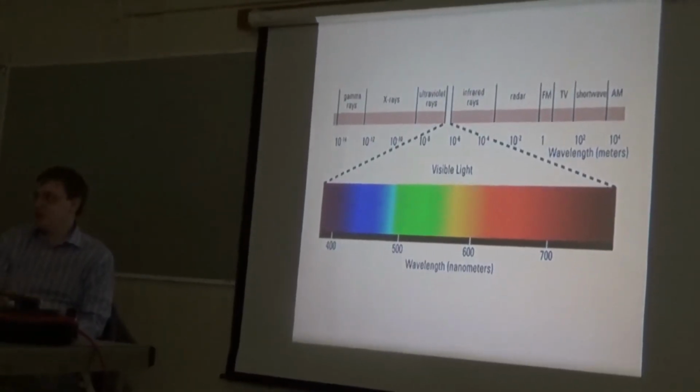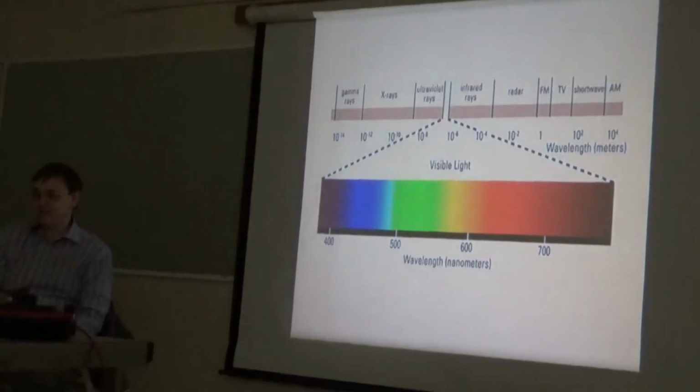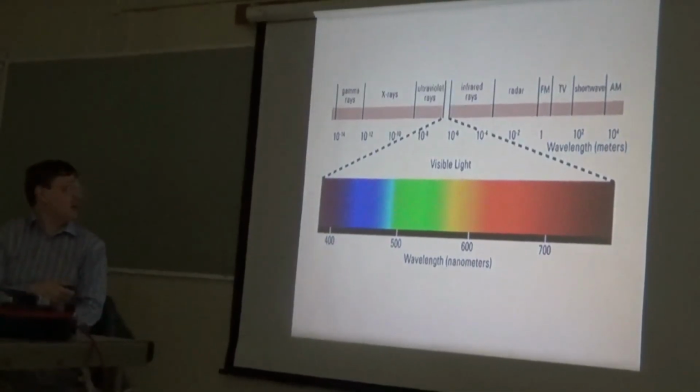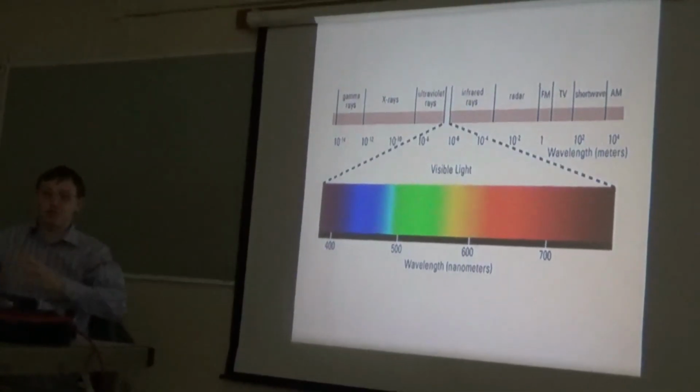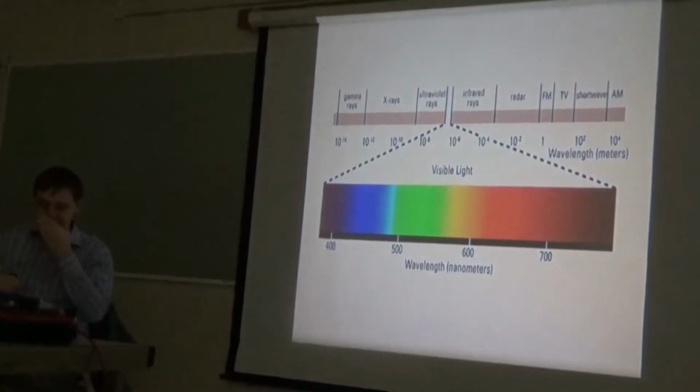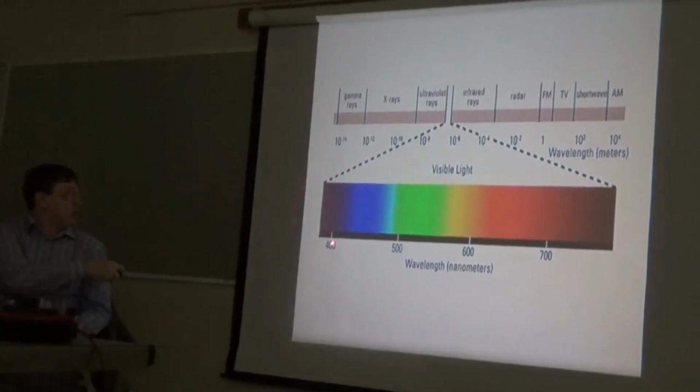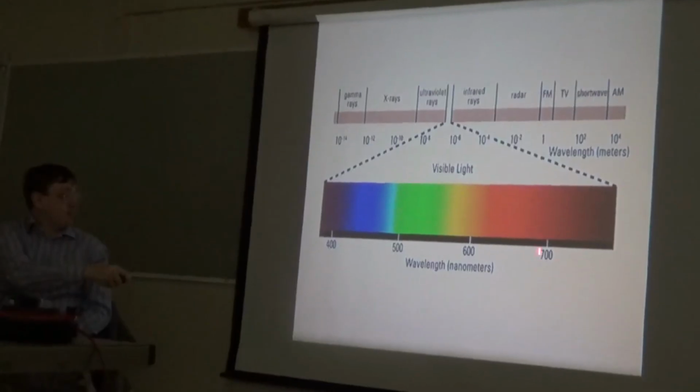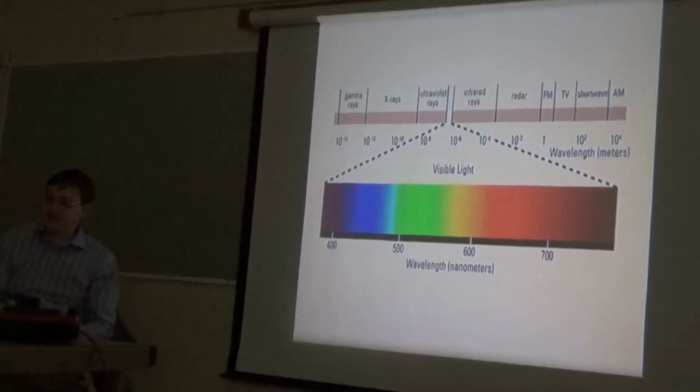As a number of you will probably know, light is part of the electromagnetic spectrum, which stretches right the way from gamma rays and X-rays right through to radio waves. But the only bit we can actually see with our eyes is this visible light in the middle, which stretches from the blue part of the spectrum at about 400 nanometers, up through green and red, to the red part up to about 750 nanometers.